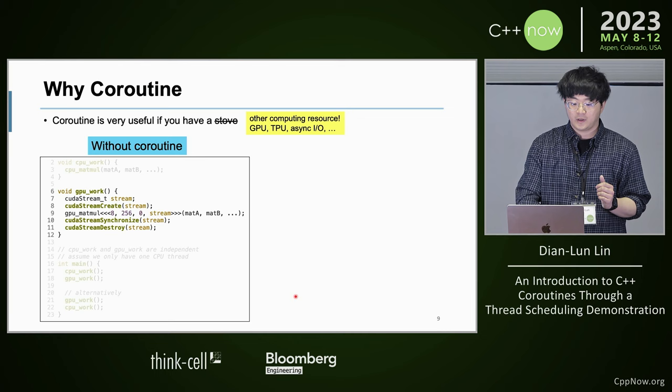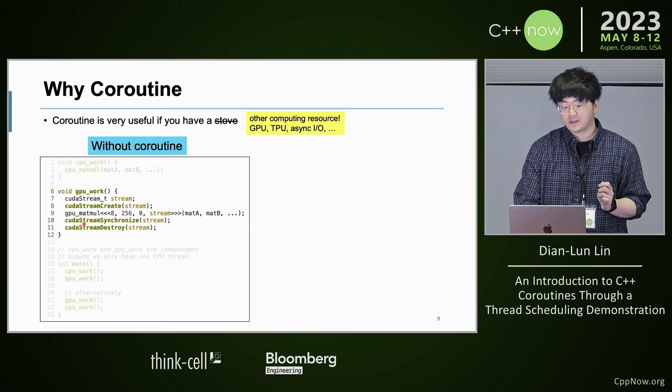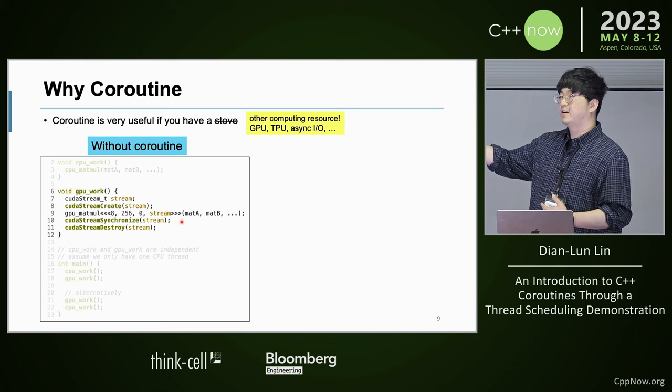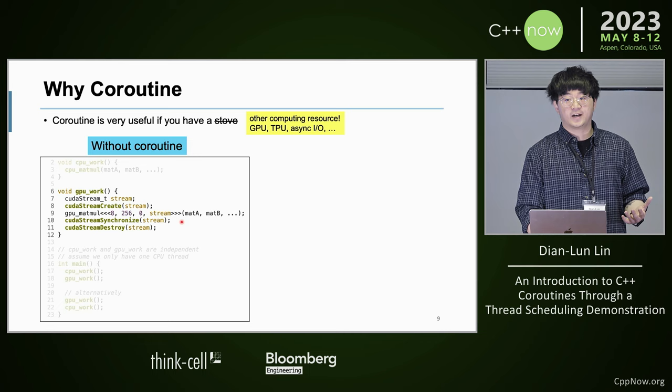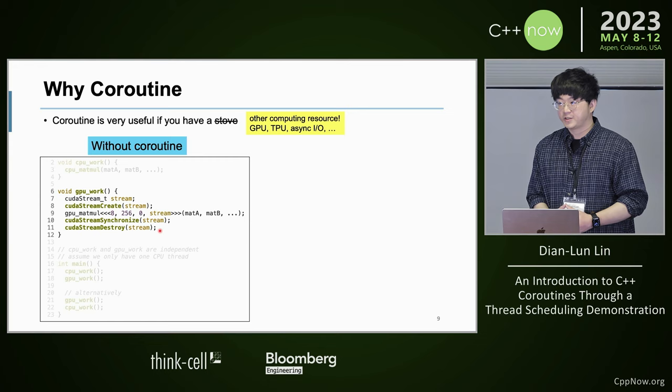So inside this GPU work, you'll need to create a stream first. And then I call a kernel. This GPU matrix multiplication is a kernel. And I'll enqueue this kernel to the stream. So when I call line 9, that means the GPU will start to do its work, to do the GPU's matrix multiplication. And what I'll do next is to synchronize. So I need to synchronize the stream. That means I need to wait until the GPU finishes its work, until this kernel is finished. And finally, I'll destroy the stream.